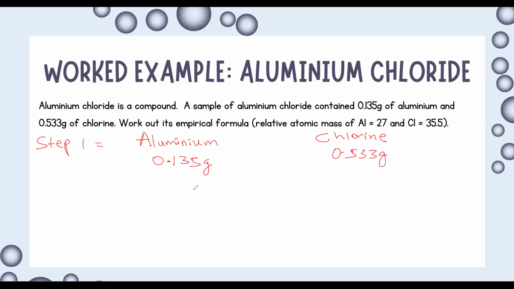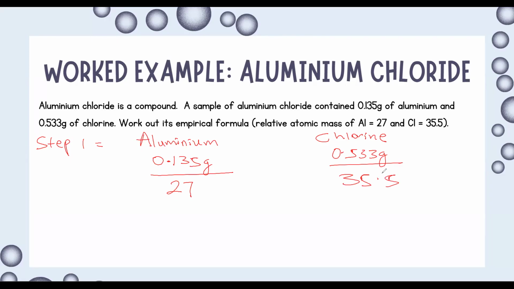The next rule says I am to convert it to number of moles. How will I do that? What's the number of moles? Divide by the atomic mass. For those of you that don't know why we are dividing by the atomic mass, it is there in the rules. When you have gotten the amount of mass or the amount of grams for each element, you divide it by the atomic mass to get number of moles. So what is the atomic mass for aluminium? 27. What is the atomic mass for chlorine? 35.5.